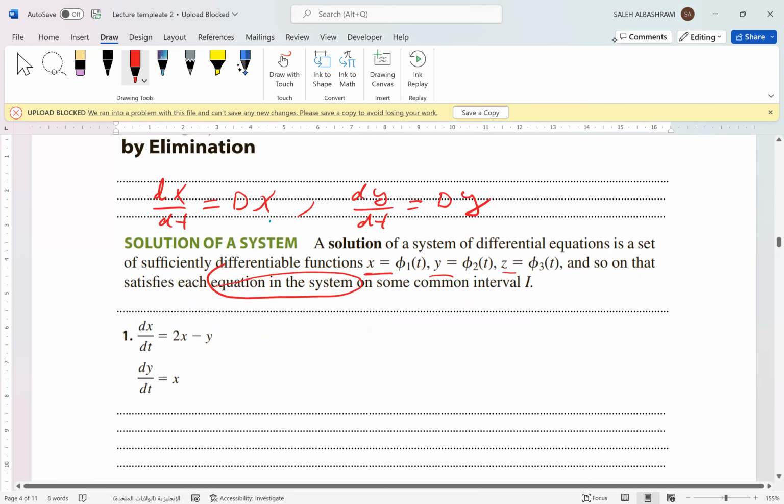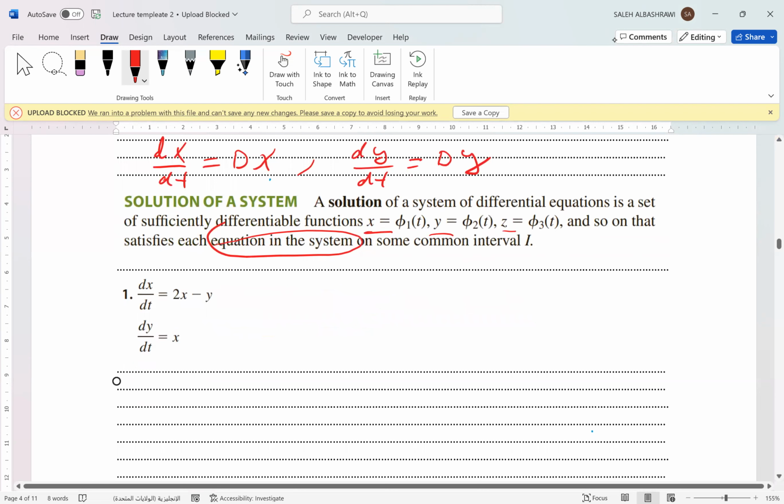Now, we have this example. I have dx/dt equal to 2x minus y, and dy/dt equal to x, and we need to find the solution for the given system. It is a system of two differential equations. So the idea is to find x as a function of t that will satisfy the two equations, and also to find y as a function of t that satisfies each equation of the given system.